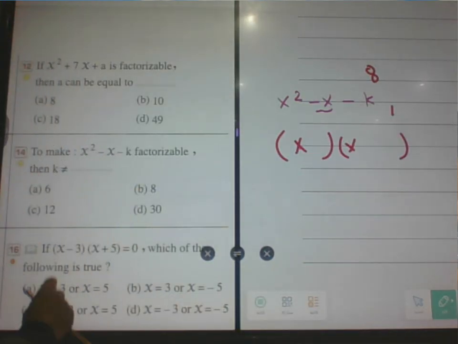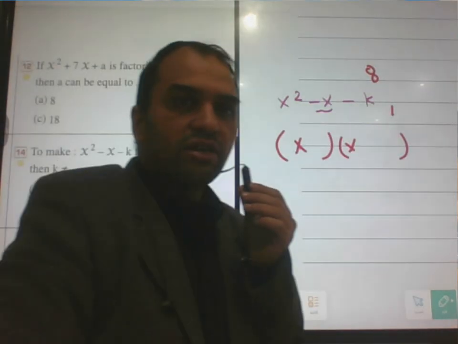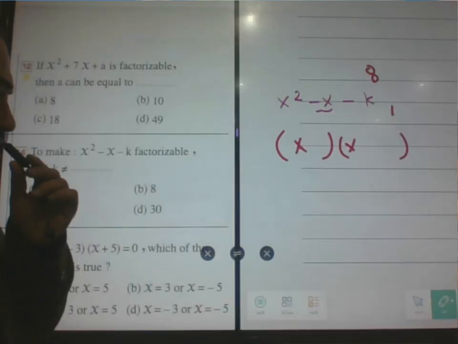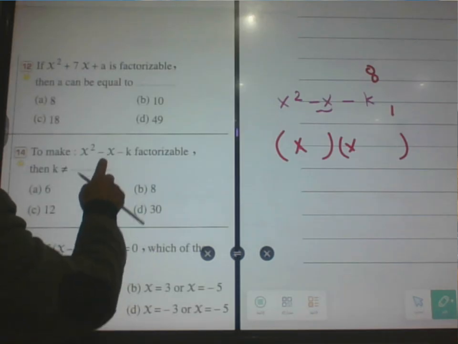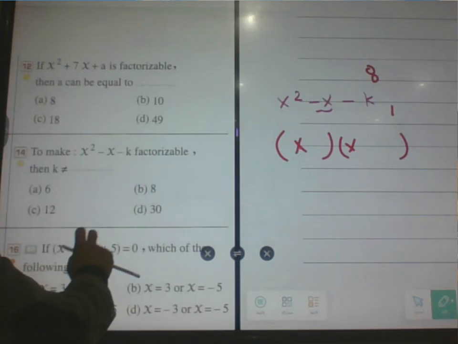It shows letter B. And also we have 12 equal 3 times 4. Okay, my students, 3 times 4 equals 12, and the difference between them equals 1. 5 times 6 equals 30, and the difference will be 1. So the answer here will be letter B.